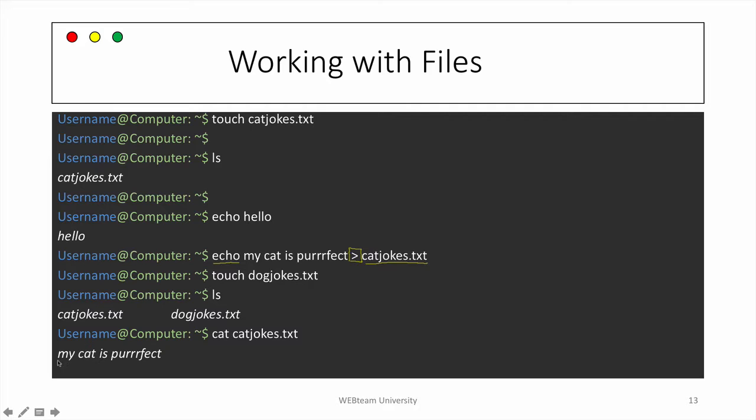And you'll see it says, my cat is perfect. So I have the file cat jokes, and there is one line in the file, and the line is, my cat is perfect. A hilarious cat joke found in cat jokes text. Let's continue.